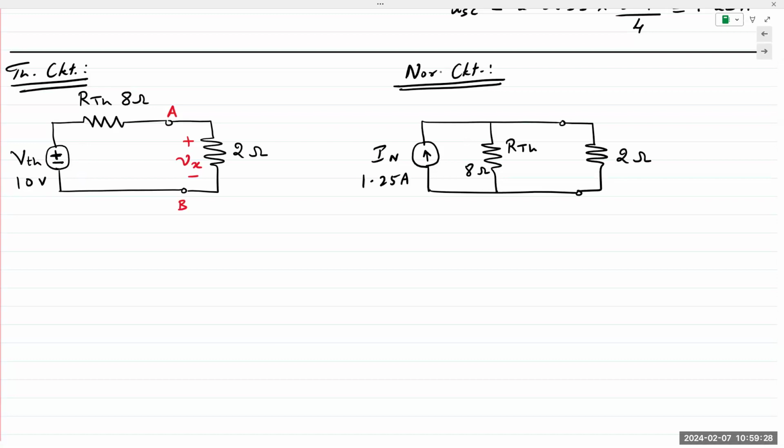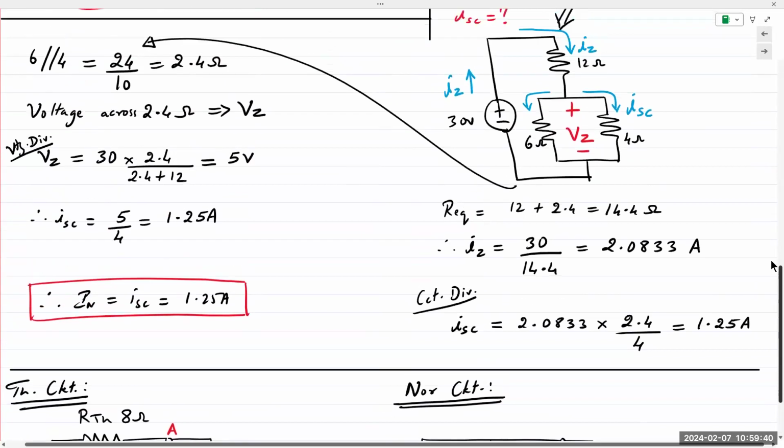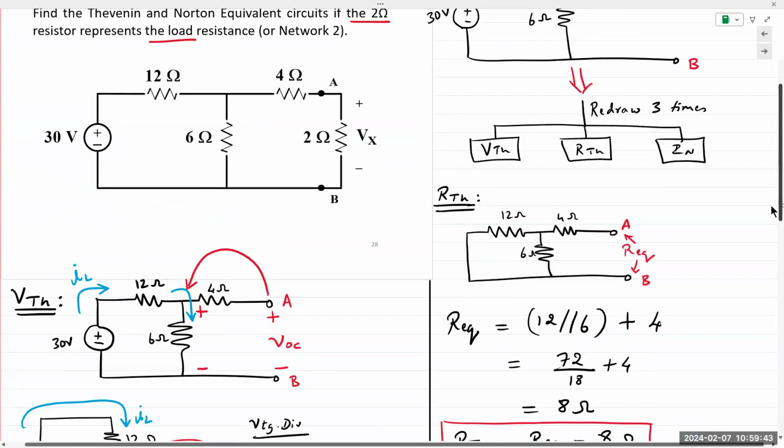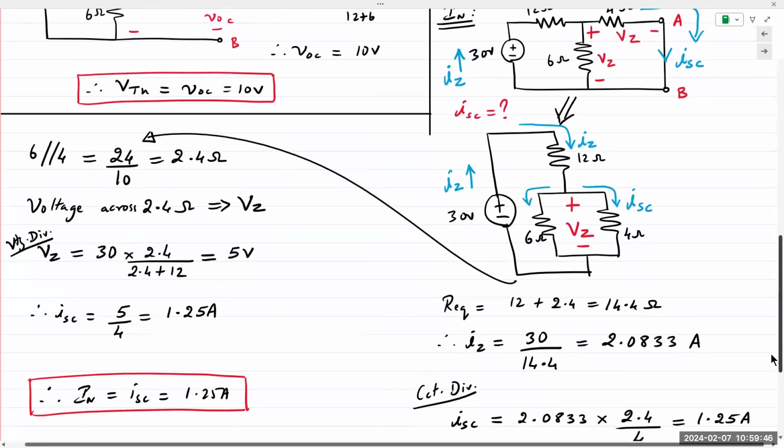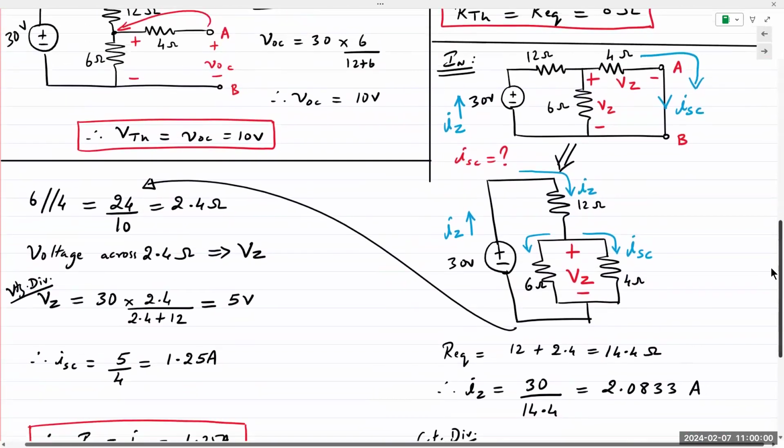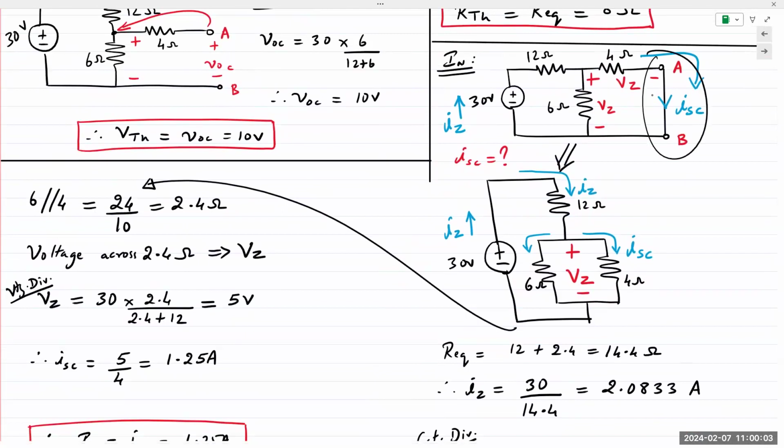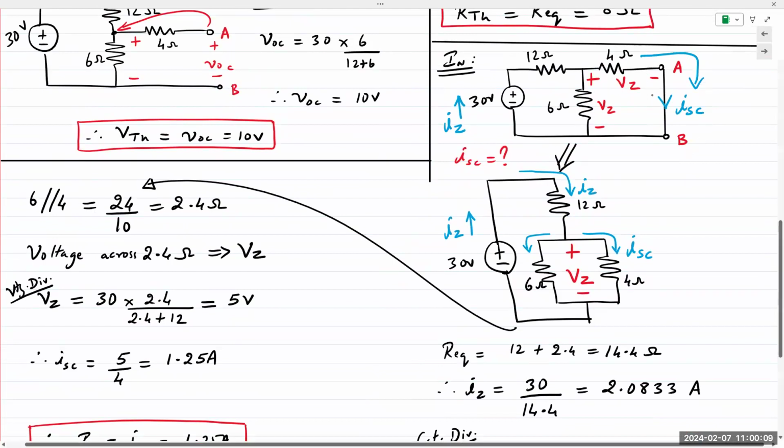Oh, you're talking about this short. Yes, that is only to find Norton current. That's it. That's nothing else.